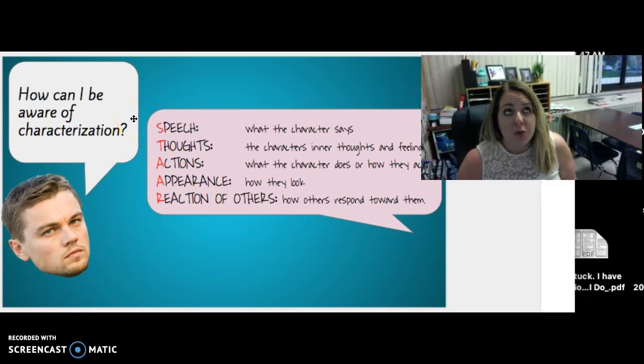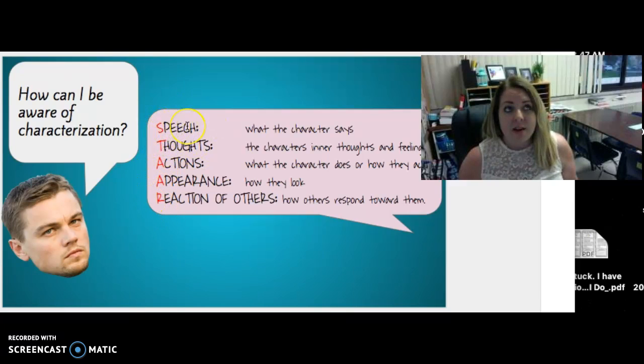Next, this is a really awesome strategy that you can use to become aware of characterization. So when you feel like an author is trying to reveal something about a character, reveal who they are to their core, these are all things that you can think about. And notice that this spells STAAR, S-T-A-A-R, right?